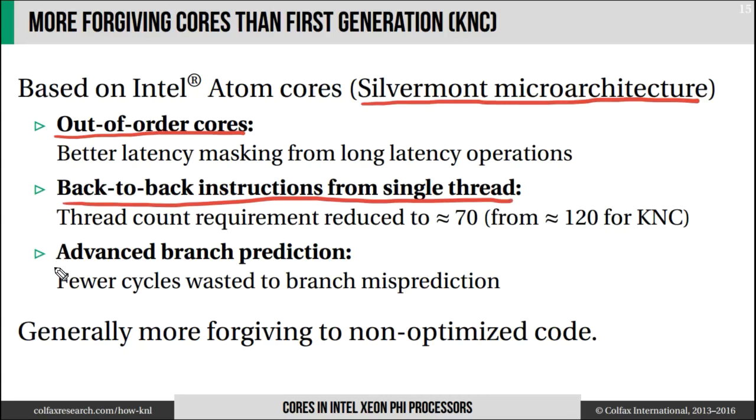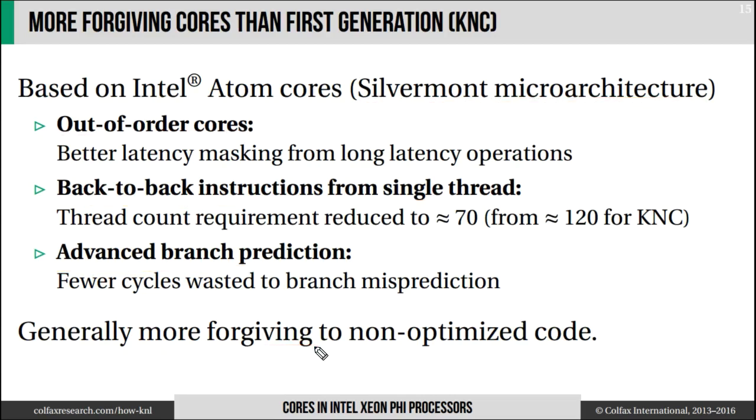And branch prediction is also improved in Knights Landing. This allows you to waste fewer cycles in speculative execution. Generally, you can say that second generation Xeon Phi processors are more forgiving to non-optimized code. At the same time, these cores definitely benefit from performance optimization.